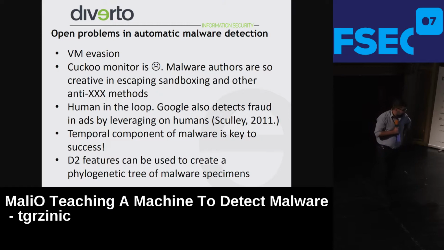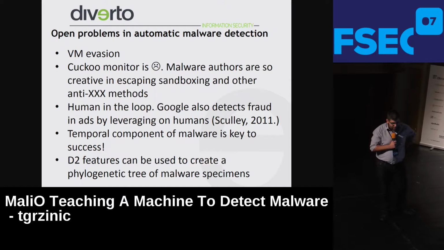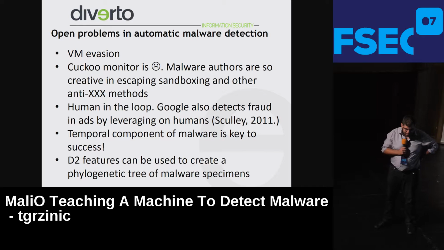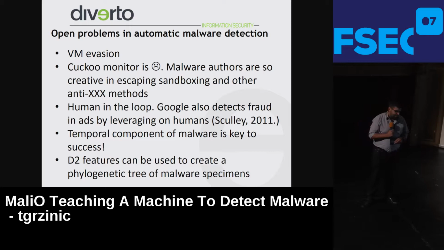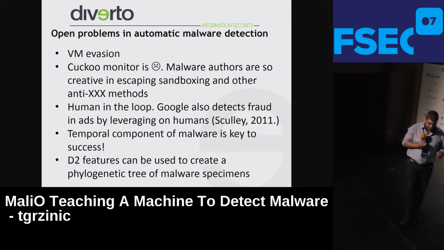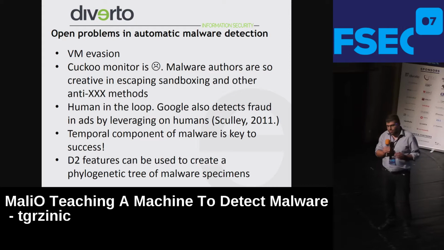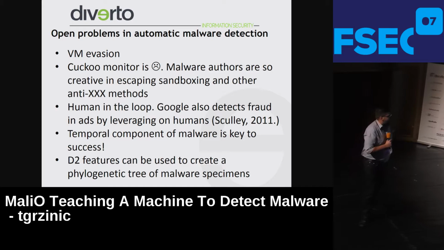Also, the temporal component. I had so many problems while finding some new ransomware, putting it in the data set, and the results were so bad. Basically, new malware drifts your distribution of data and skews your results. So this is a big problem also.